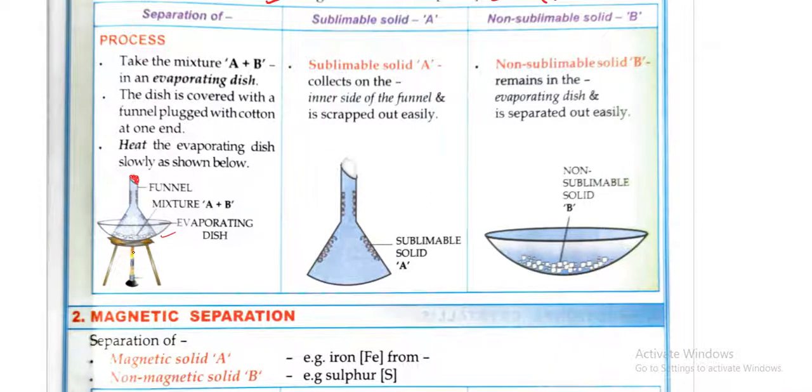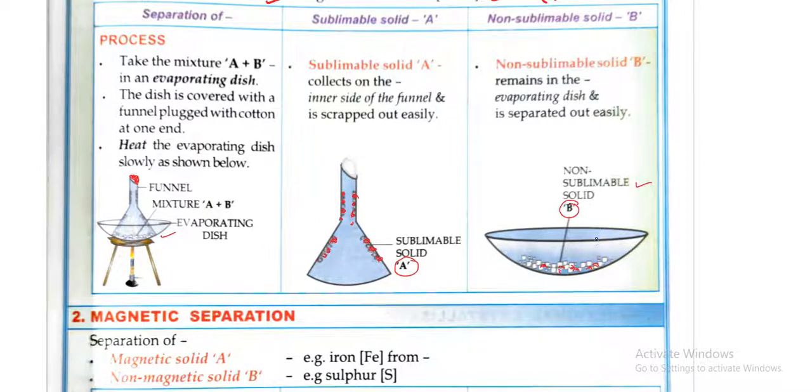So when you cool it, what happens? From the mixture, the sublimable solid will sublime, go to the top and get deposited. You see here the sublimable substance got deposited, that is ammonium chloride or any sublimable solid. So A will get deposited on the funnel, and what will be remaining? Here B will be remaining, which is the non-sublimable solid.